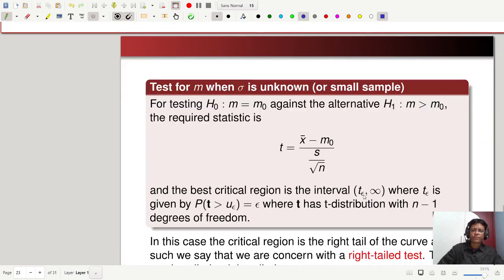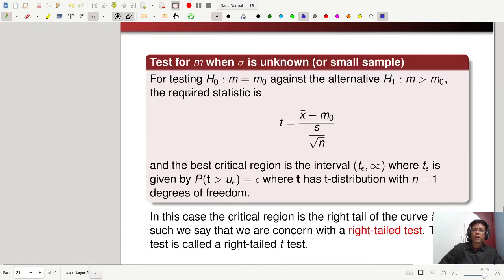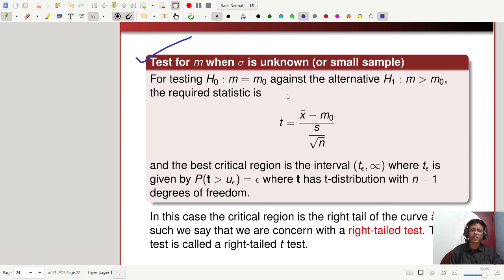Now next, test for m when sigma is unknown. You have to remember all these statistics actually. You have chi-square statistic, chi-square distribution, t distribution, standard normal distribution, and sigma is unknown or sample small. Sample may be small. If a sample size is less than 30, that is called small sample. If it is more than 30, approximately, that is called large sample.